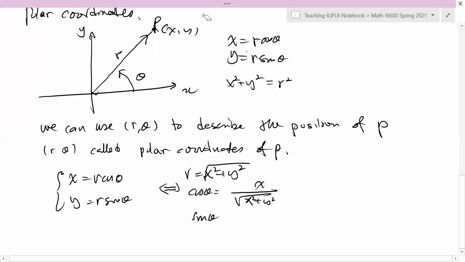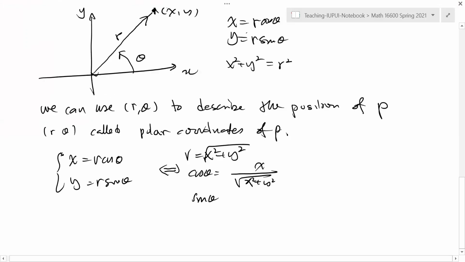Okay, so here we assume r is positive. Later on, maybe we can also allow r to be negative. So sine theta is y over r, and r squared equals x squared plus y squared. This is how we determine each other. Given x and y, you can get r and theta. Given r and theta, you can get x and y.